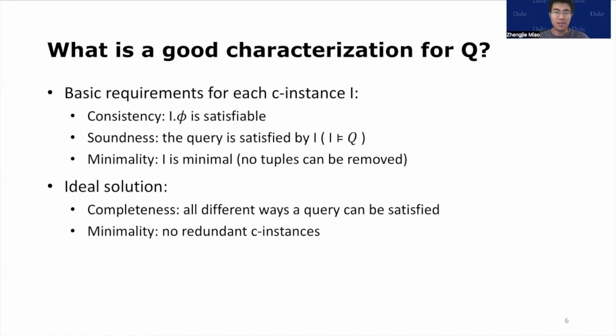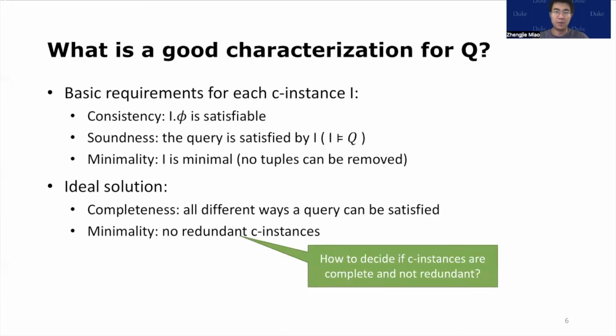Moreover, we argue that an ideal solution consisting of a set of C instances should be complete. That is, all different ways to satisfy the query are captured by the solution. And minimal, that is, non-redundant C instances, or say, every two C instances in the solution capture different ways to satisfy the query. Now we reach the core problem of building this framework. How do we decide if the instances are complete and not redundant? And how do we describe the ways that the query Q is satisfied?